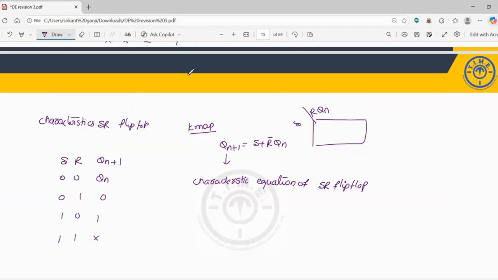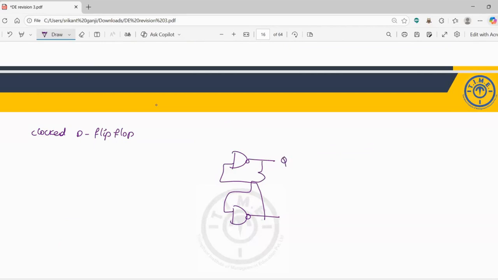Now we are going for the clocked D flip flop. Only one thing: what is the difference between the latch and this one? You can take the same diagram. The output of this one is given to here, Q and Q bar. Here also one NAND gate, and here also. So this is called the reset here, and this one is called the set.